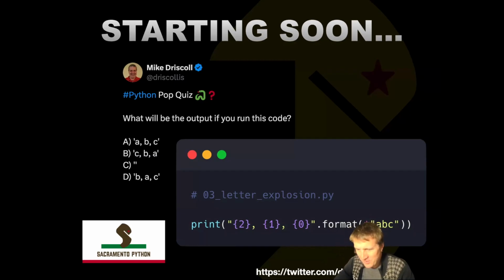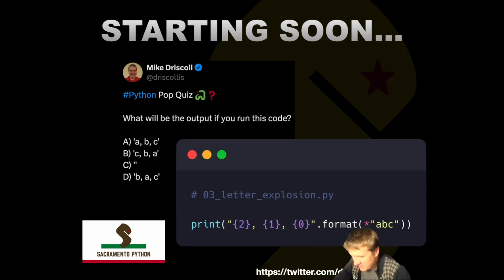All right, so we've got our monthly Mike Driscoll Python pop quiz. We've gotten a few answers in the chat. As always, the question is, what will the output be of this code? Now we've got one line here. Apparently this is an earlier one. This is number 3, letter explosion.